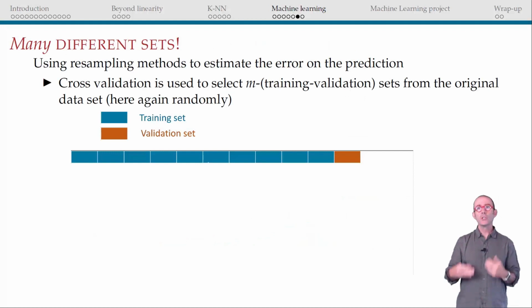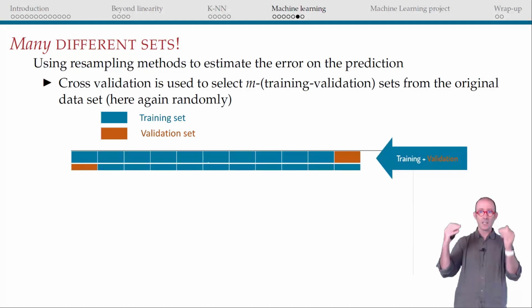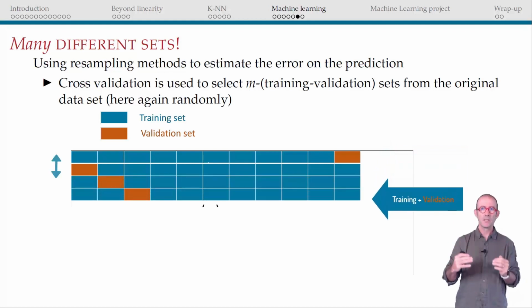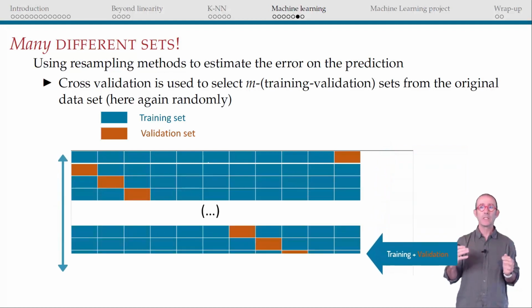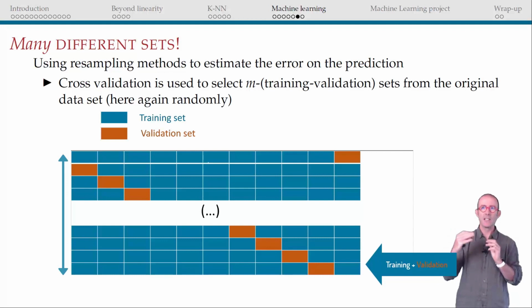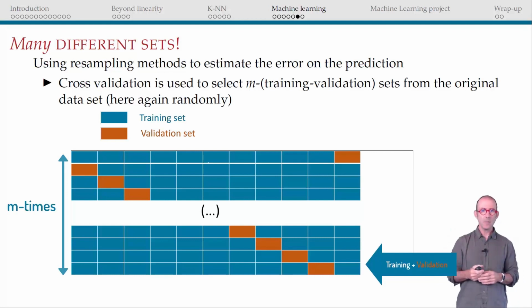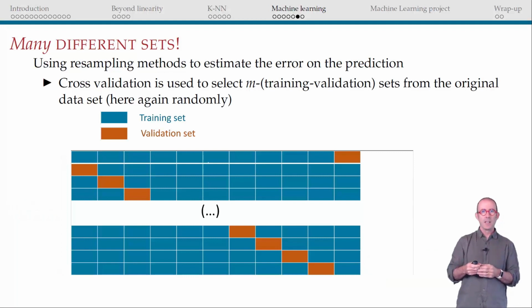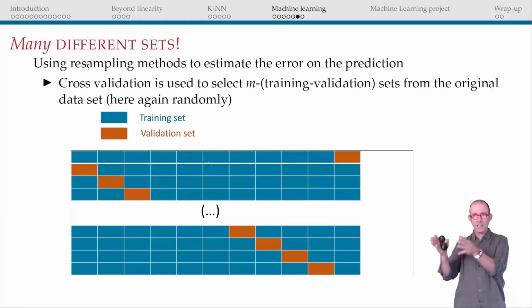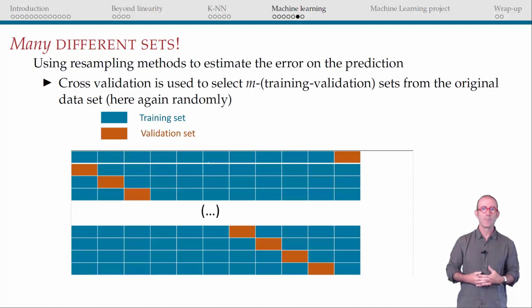In fact, we shouldn't stop there. Since we have our data set, we can have it separated into a training data set and a validation data set. But we can repeat that with many different training and validation sets, with M training and validation sets. Here in this example, you see several of them, 8 of them, and for each line, you have a different training and validation set that are used.